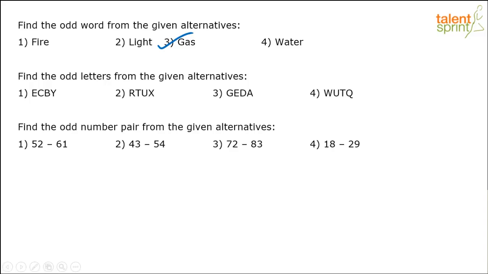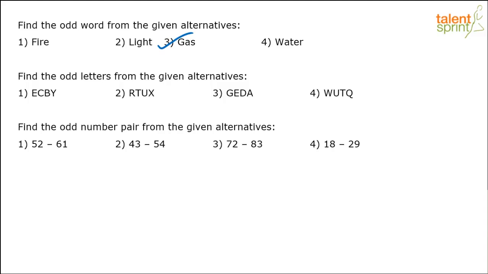So what are we trying to do? We are trying to find out if there's a common property in three of the options so that we can group them, we can classify them. And the one which is left out will be the odd one. So here, I feel that gas is the odd one because fire, light, and water are natural elements, naturally available. But gas is not so. So fire, light, and water can be grouped as one category, right?